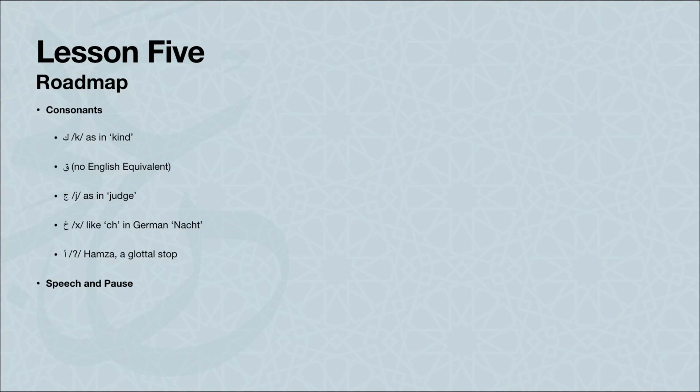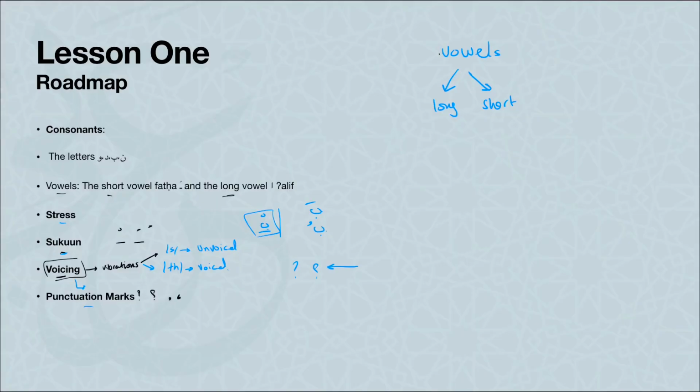In lesson one, we learned about our first consonants. The noon, the ba, the dal, and waw, which the sounds they make are respectively the n, the b, the d, and the wa. And we also discussed the short vowel system and the long vowel system in Arabic, and we learned that the vowels in Arabic are basically three pairs, and each pair is either a long or a short.